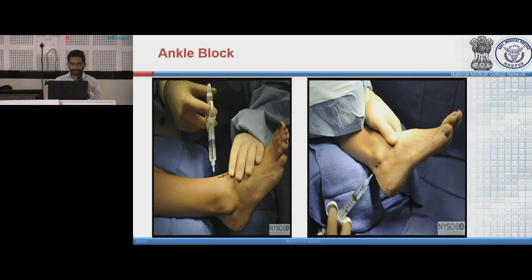Then posterior tibial nerve, it is present behind the medial malleolus and posterior tibial artery. Palpate the posterior tibial artery. Inject drug posterior to the posterior tibial artery. 3 to 5 ml will be sufficient to block the posterior tibial nerve. Then saphenous nerve, it is present anterior to the medial malleolus. Give subcutaneous infiltration of local anesthetic drug from the medial malleolus to the midpoint between the medial and lateral malleolus. 3 to 5 ml of drug will be sufficient to block the saphenous nerve. Ankle block is useful for foot surgeries.